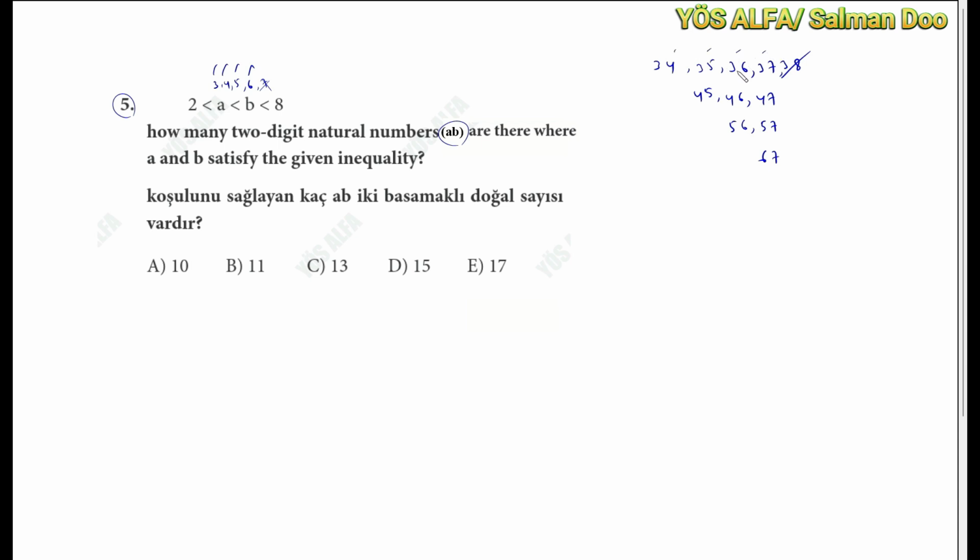1, 2, 3, 4, 5, 6, 7, 8, 9, 10. So there are 10 numbers altogether. The answer is A, 6.